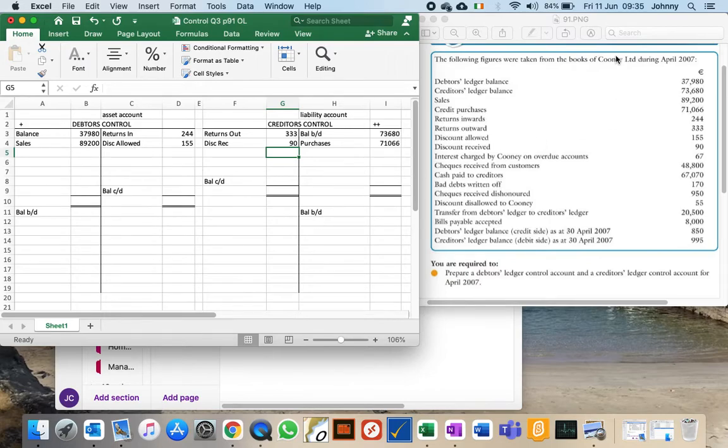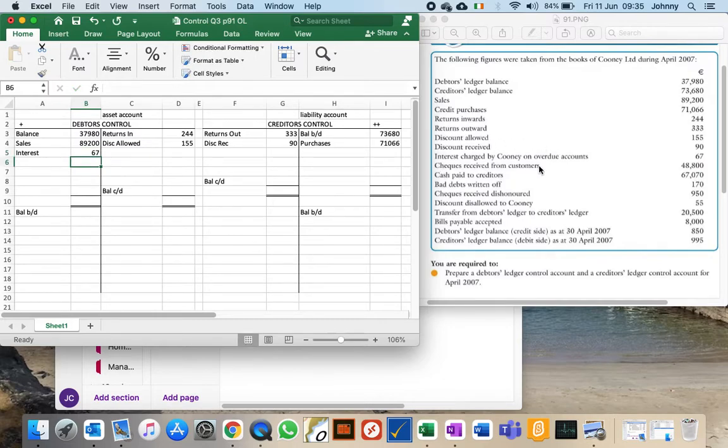So interest charged by Cooney on overdue accounts. Now at the top of the question it says this is Cooney Limited, so we are Cooney. Cooney is owed more money by people who are overdue, so we're charging more money, so it's going to be a plus, and those people who owe us money are debtors, so that's going to be on the plus side of debtors, so we call it interest. Amount of money is 67.